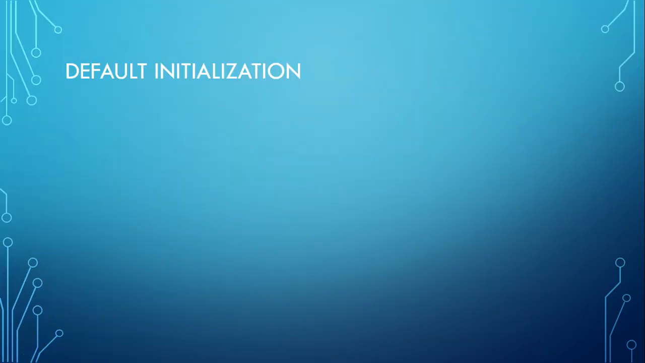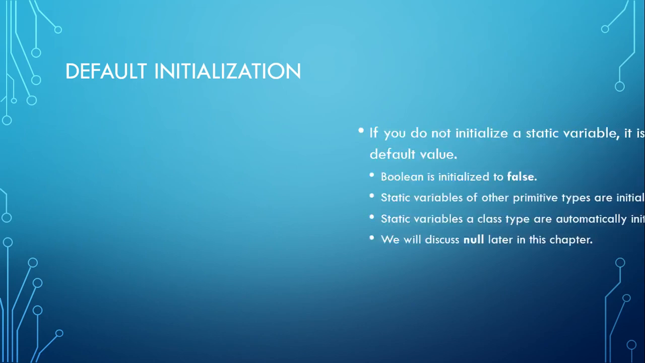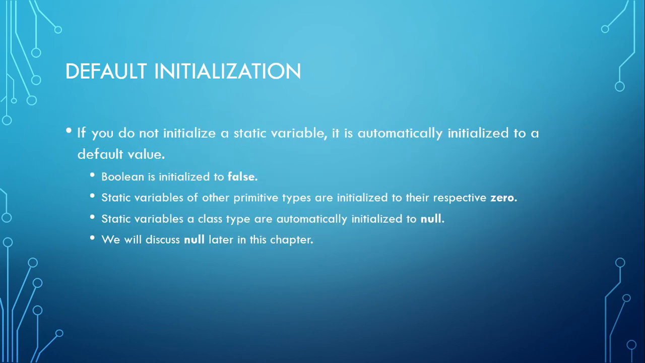Now, one thing to note with a static variable is the default initialization. If we do not initialize a static variable, it is automatically initialized to a default value. Booleans are automatically initialized to false. Static variables of other primitive types, such as char, int, long, short, and so on, are initialized to the respective zero value. Static variables of a class type are automatically initialized to null. Now, what null means, don't worry about it at this point. You can just think of it as having no value, but we will discuss what null means later on in this chapter.